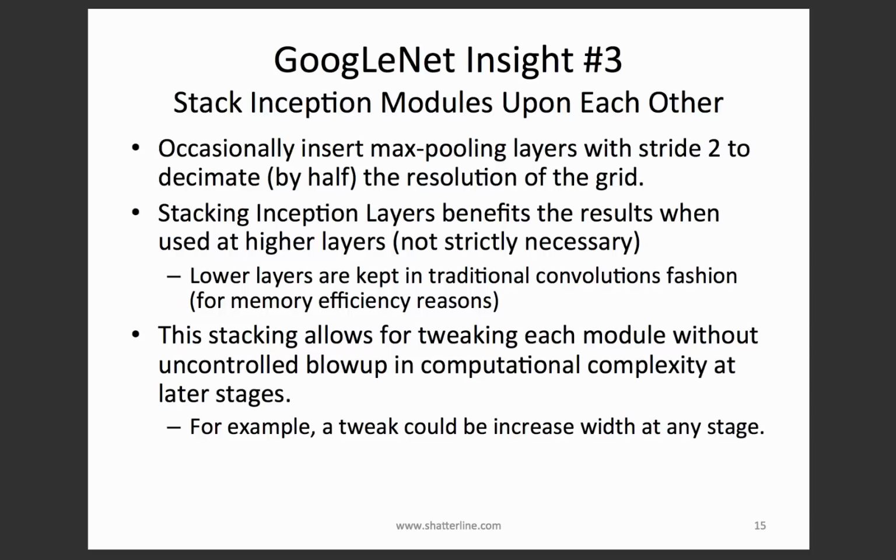Between these Inception modules, occasionally insert max pooling layers with stride 2. The stride of 2 decimates by half the resolution of the input grid. Experimentally, the designers found that stacking Inception layers benefits the results when used at higher layers. Lower layers are kept in traditional convolutional fashion. Stacking allows you to tweak each module independently without uncontrolled blow-up in computational complexity later, and therein lies its benefit.